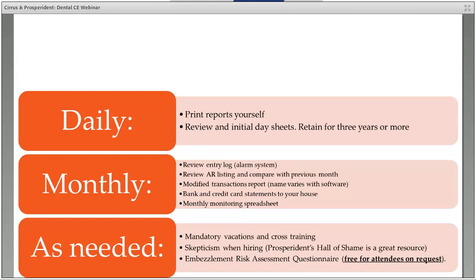Three things that don't have a particular timetable. One is everybody in your office needs to take vacation. They need to be gone for 2 weeks each year when the office is open. That is a great chance to find out if somebody's stealing. I talked about hiring already, and we need to be skeptical when we hire. And we have this thing on our website called the Hall of Shame. If you haven't been there, you should check it out.